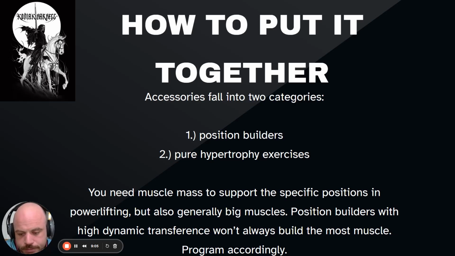So you need muscle mass to support specific positions in powerlifting, but you also need generally big muscles. So position builders with high dynamic transference won't always build the most muscle, right? JM presses are going to make you strong in that position, but you're probably not going to build a ton of muscle from JM presses. But if you had a single arm crossbody cable extension, it's probably going to build a fair amount of muscle because it's just in your tricep.